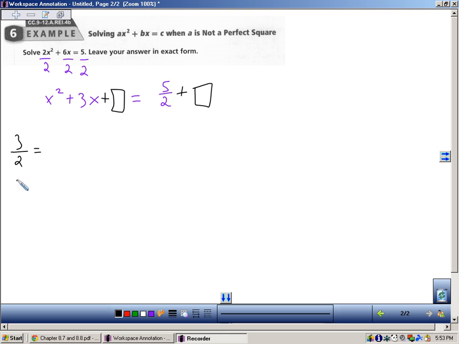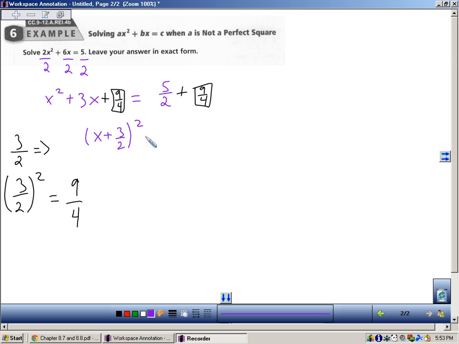So 3 halves squared gives us 9 over 4. So, with that said, that's what we add here, 9 over 4. On the left side, the factored form is going to be x plus 3 halves squared. How do I know that? Well, I've said this before, that in the middle term, you take half of that, that becomes part of your factored form. And so that's the answer. If you want to FOIL and check it, you'll see that you'll end up with this solution.